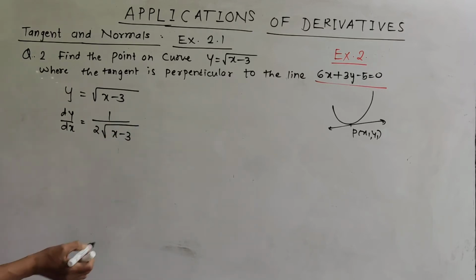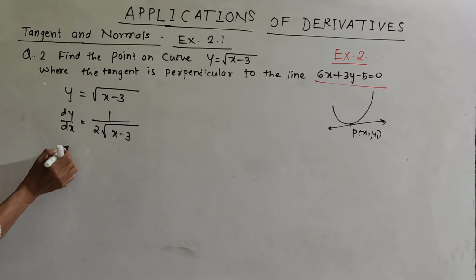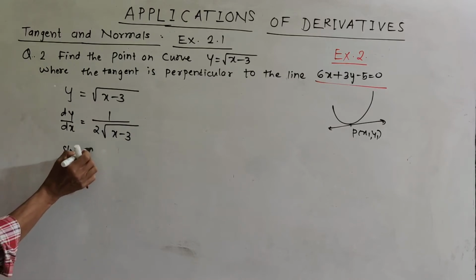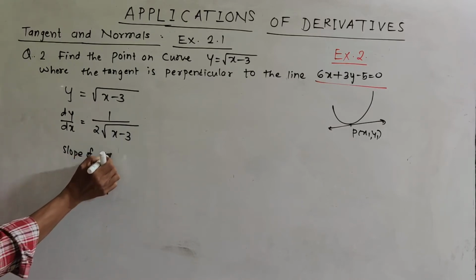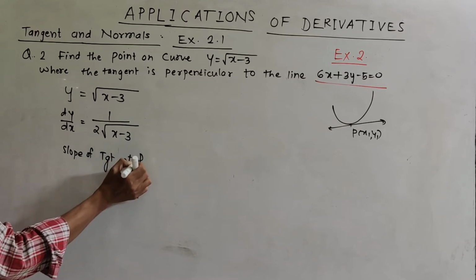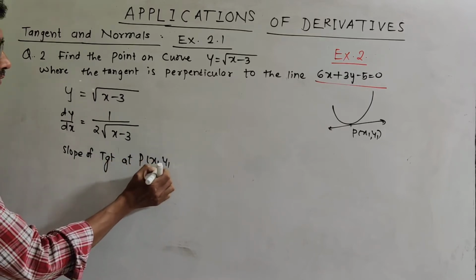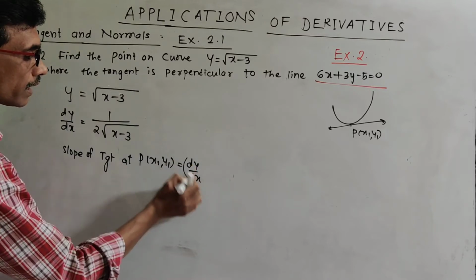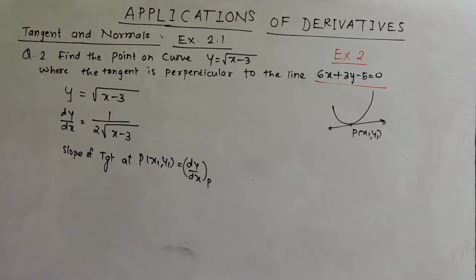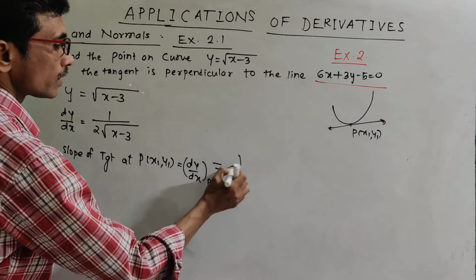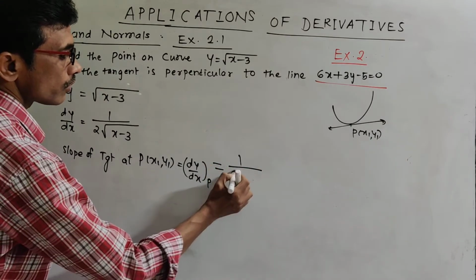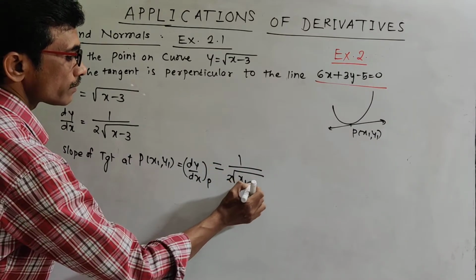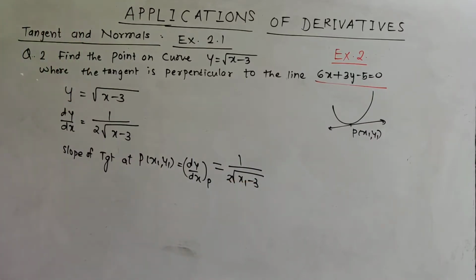Now the slope of the tangent at this point P(x1, y1) is equal to the derivative dy by dx at P, which is equal to 1 upon 2 root of x1 minus 3. Say it is m1.